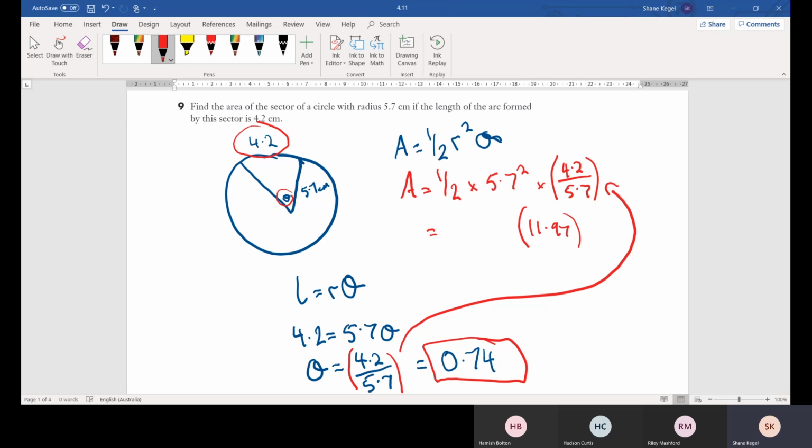Let's have a look. Yep, exactly, 11.97. And we're talking about square units, so I must make sure that I put on my units squared. In this case, we were dealing with centimeters, so it'll be 11.97 centimeters squared.